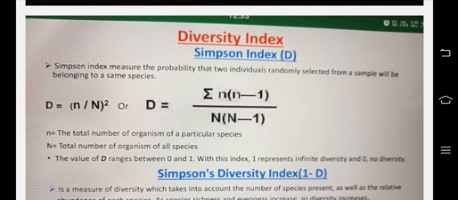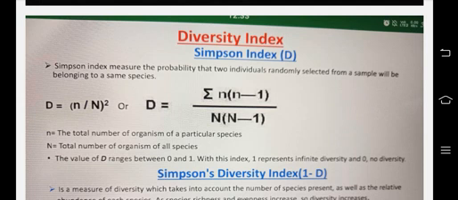Simpson index measures the probability that 2 individuals randomly selected from a sample will belong to the same species. So capital D is equal to (small n by capital N) whole square, or D is equal to summation of small n into n minus 1 by capital N into capital N minus 1. Where small n is the total number of organisms of a particular species, which is very important. Capital N is the total number of organisms of all species.